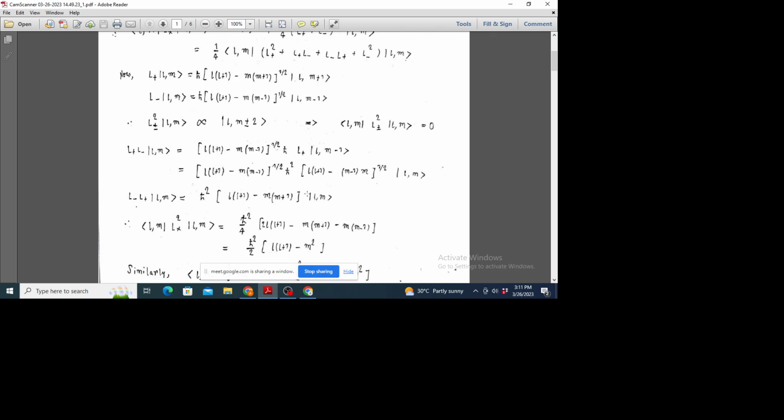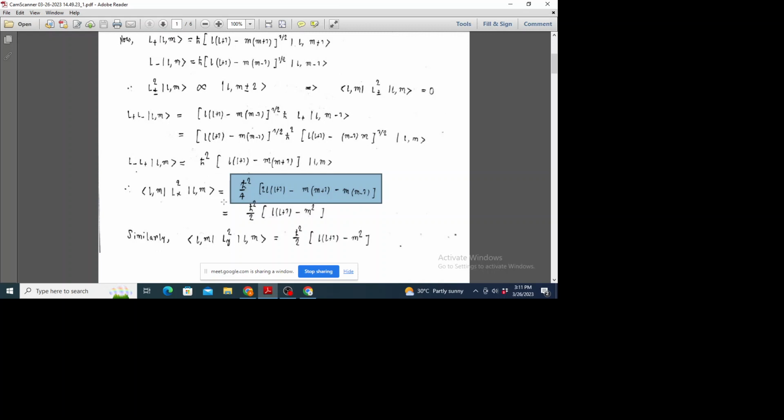Now, collecting all the contributions and adding, we get this. Upon simplification, this gives rise to this. So this is the answer. Similarly, you can calculate the expectation value of Ly square also, and you will see that you get the same result.